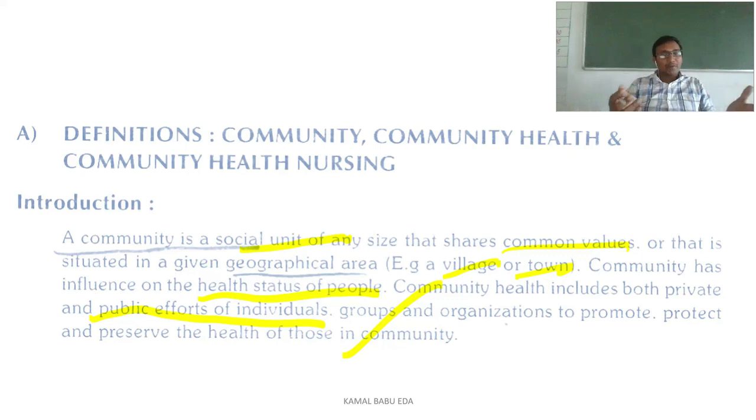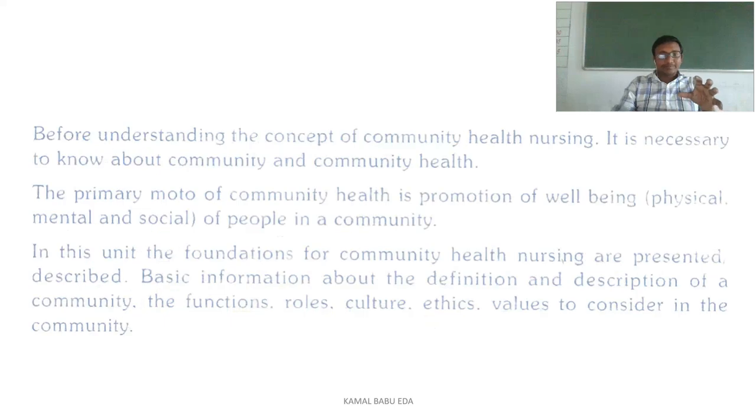What is an example of a community? An example of a community is a village or town. If you go to a village where fishermen live, the characteristics of the persons living in that particular village will be very similar. The values they hold are very similar. So this is called a community.